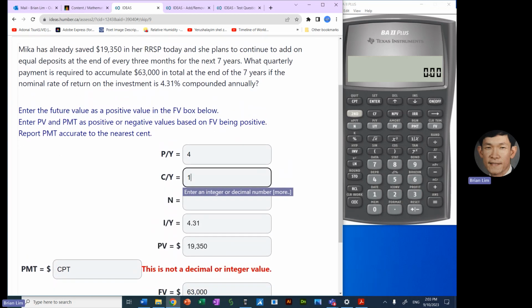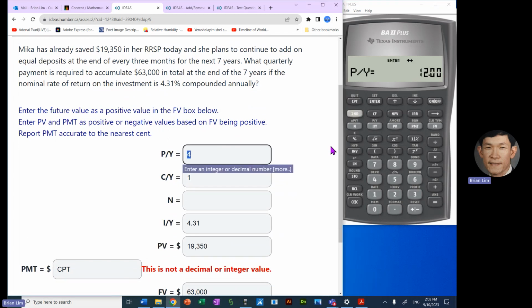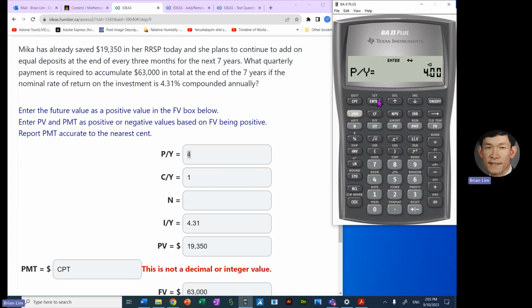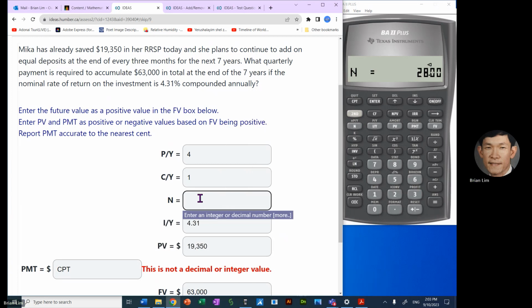So let us begin. We go second IY, PY is 4, so let's enter 4, and the CY is 1, so we enter that also. Then we can check: PY is 4, CY is 1. We can clear everything and go to the value for N. It's now for 7 years, so 7 second N. N turns out to be 28.